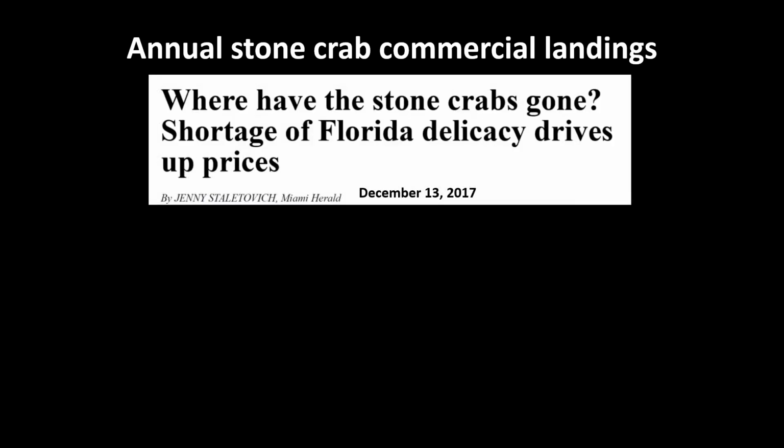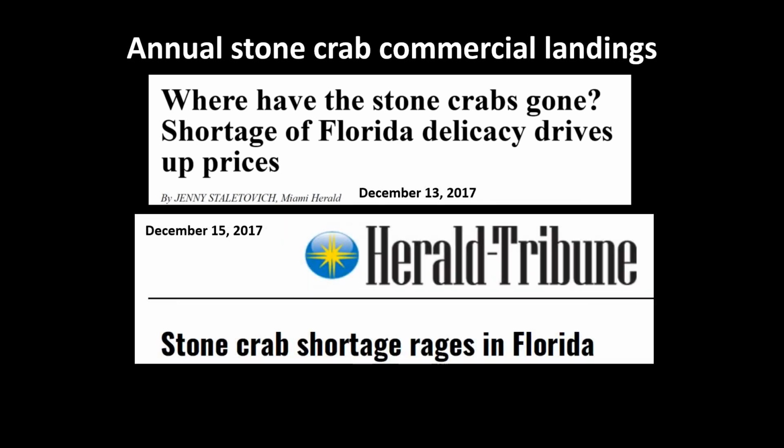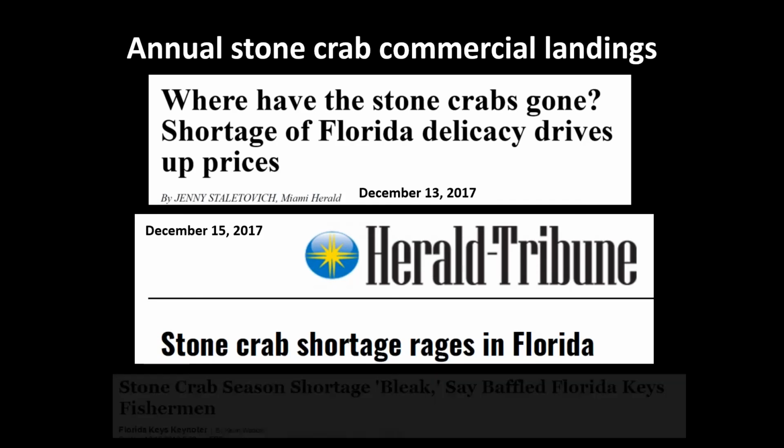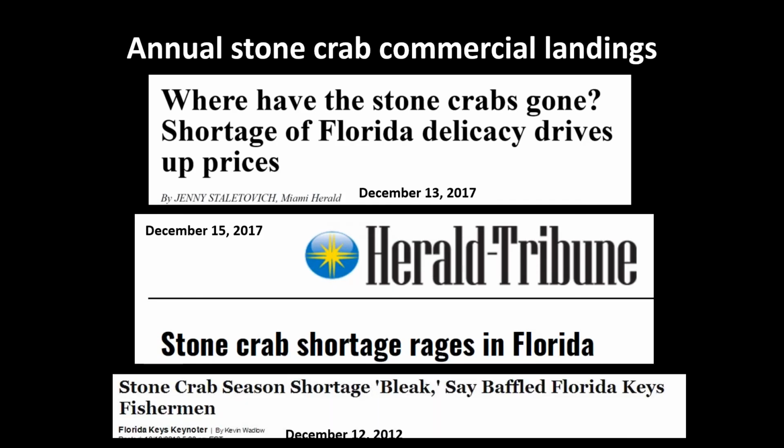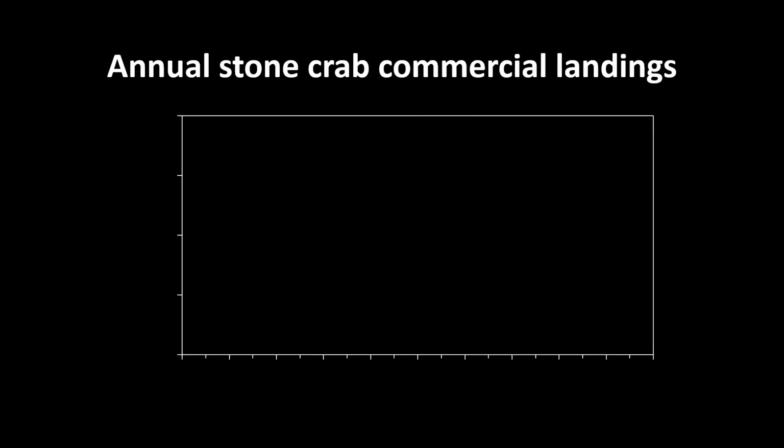So over the last several years, we've seen this in the news. Where have all the stone crabs gone? There's a shortage in Florida. So those were both in 2017. And another bleak season back in 2012. And so you can look at these press releases as indications that this is a trend that's been going on not for a little bit of time now.